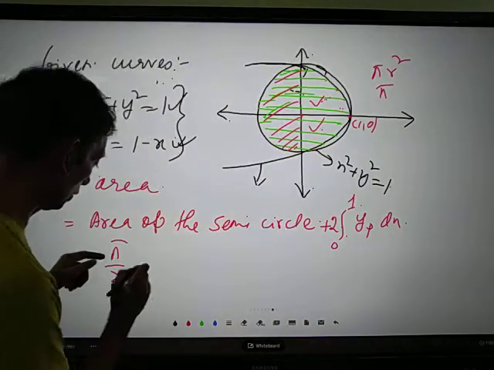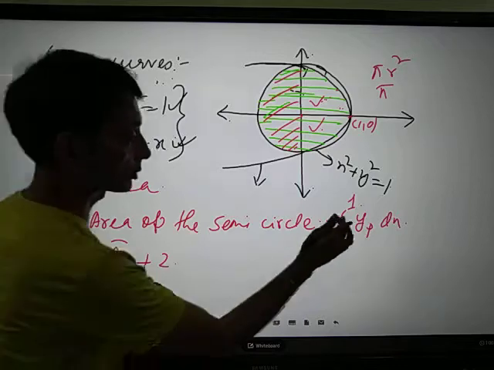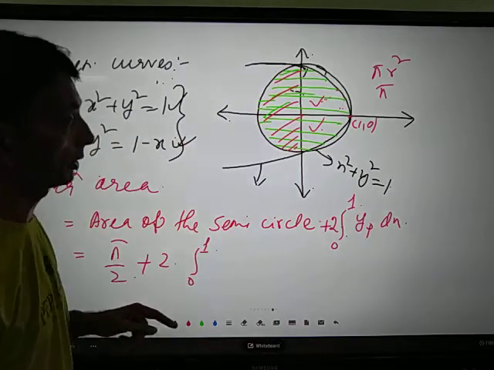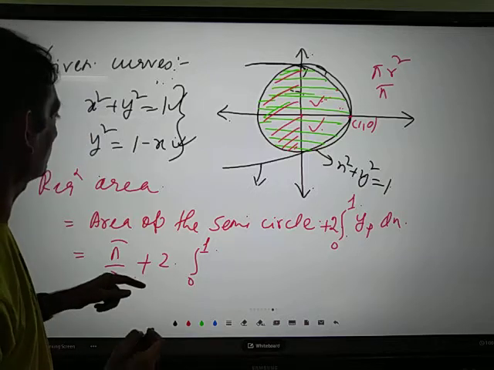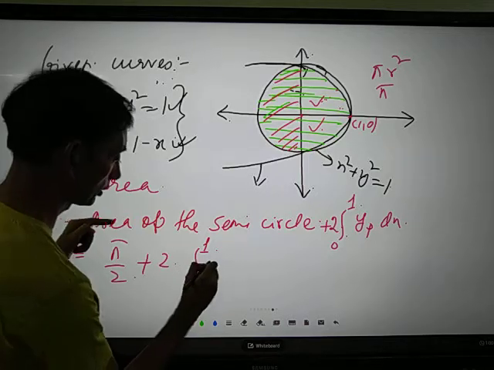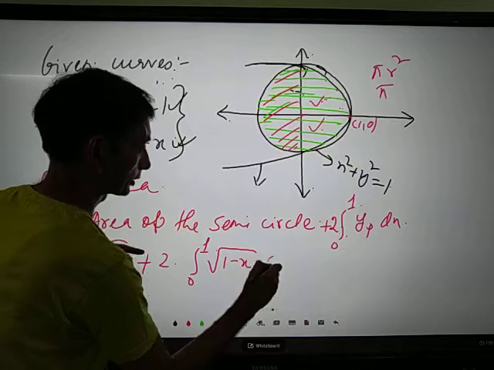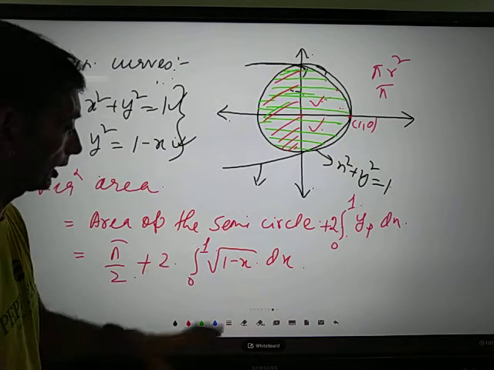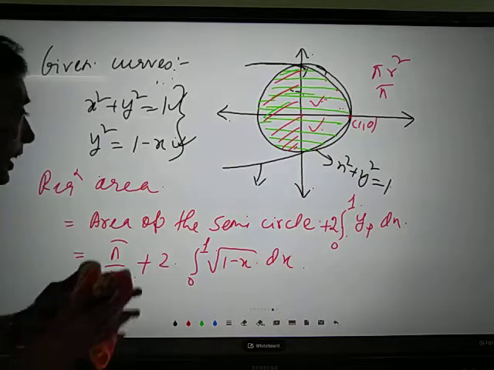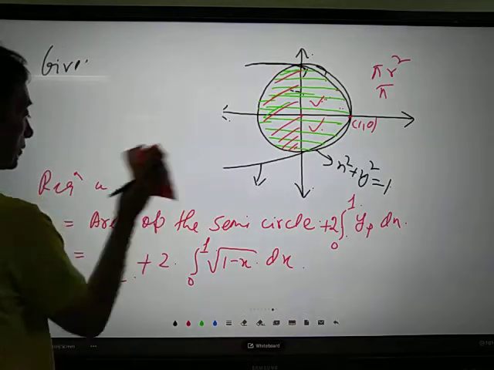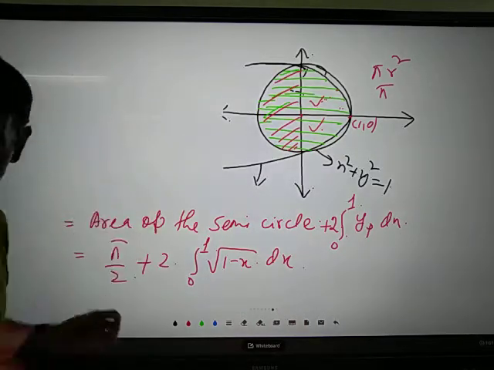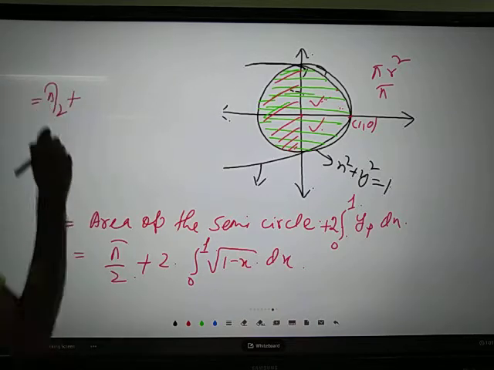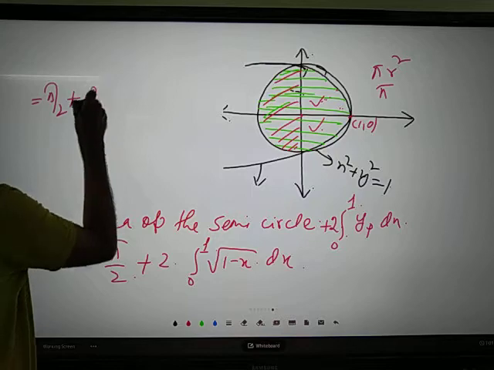Fine. Now let's do this. This is yp, y parabola, 2, 0 to 1, y parabola. Correct? Parabola equation is this. That is y is under root 1 minus x dx. You need to only calculate this. That is 2 into 0 to 1 under root 1 minus x dx. So now if we integrate this, it is pi by 2 plus 2.